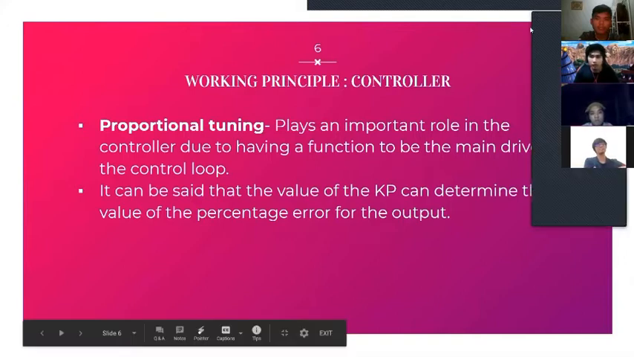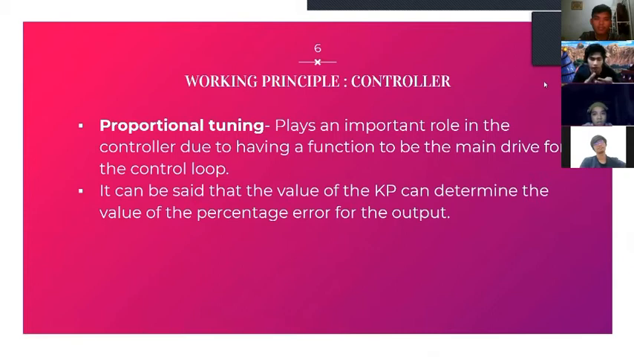The controller has three components, which are proportional tuning, integral tuning, and derivative tuning. The proportional tuning plays an important role in the controller, as it is the main drive for the control loop. The value of KP, the constant for the proportional, can determine the value of the percentage error for the output.